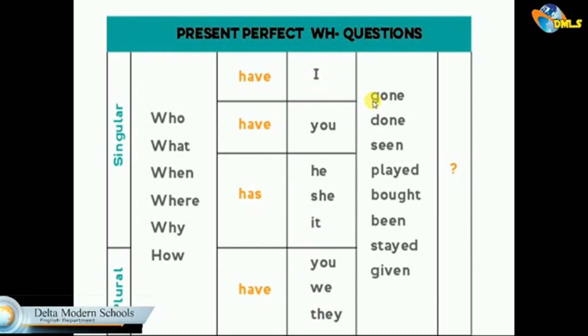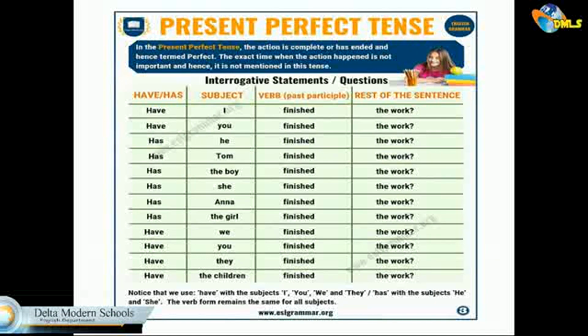And of course, we should use with have or has the past participle of the verb. We have here gone, done, seen, played, bought, been, stayed, and given. And remember also to check and study the irregular verbs in your sheet. Have a look again.